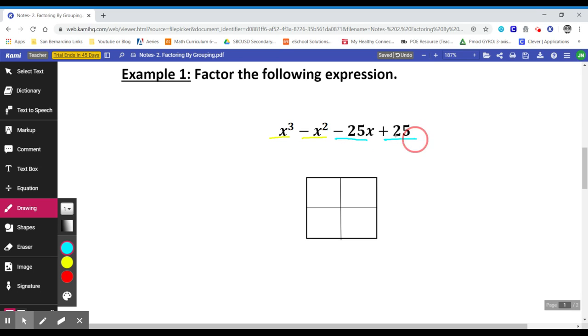Let's check the next two terms. Can I take something out of those two? The answer is yes, because you can actually take out a 5 or a 25, which is the greatest common factor between those two. So now that you know that you can take something out of those two and those two, then you can start writing them into the box.